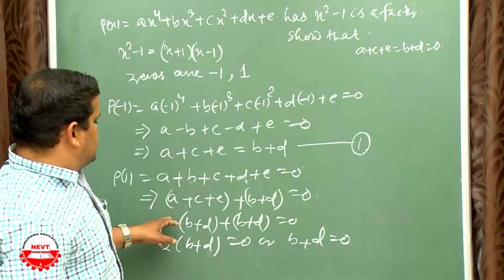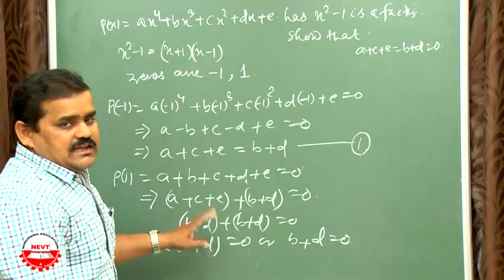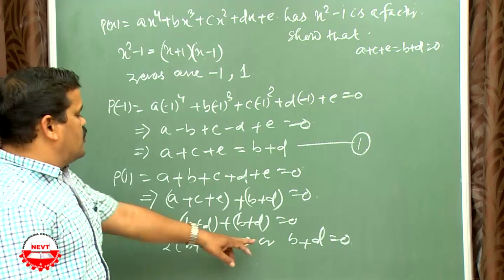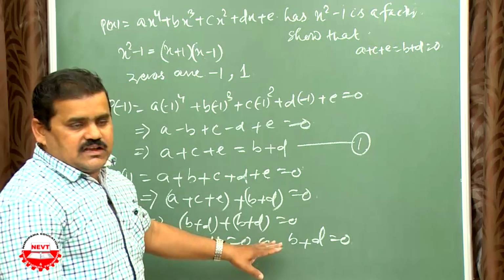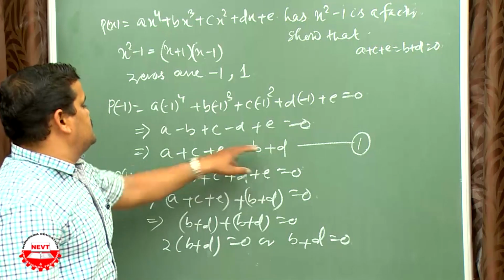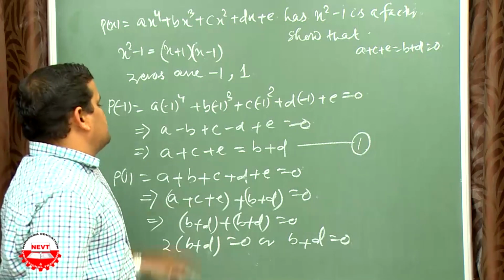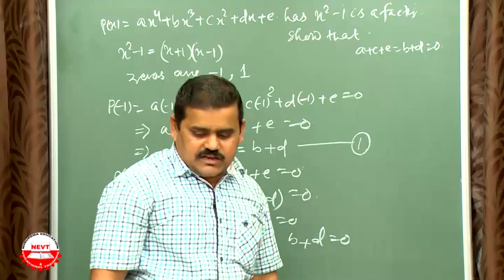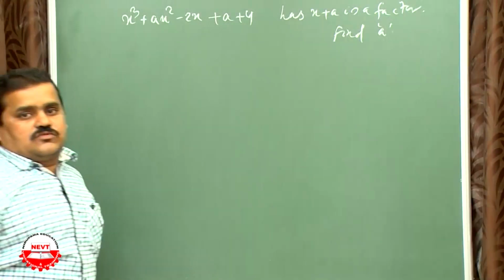Here instead of imply I write here or. Either you use imply sign like this or you write or. Okay, anything is acceptable. So b plus d is equal to 0. That means b plus d is equal to a plus c plus e. Therefore a plus c plus e is equal to b plus d is equal to 0. It's okay. Come to the next important question.